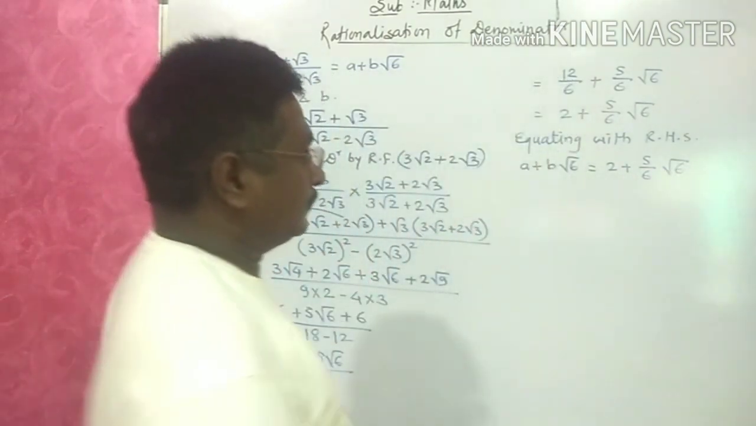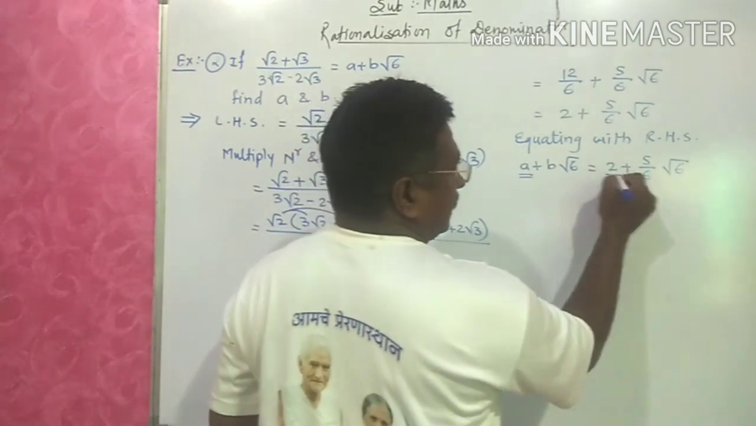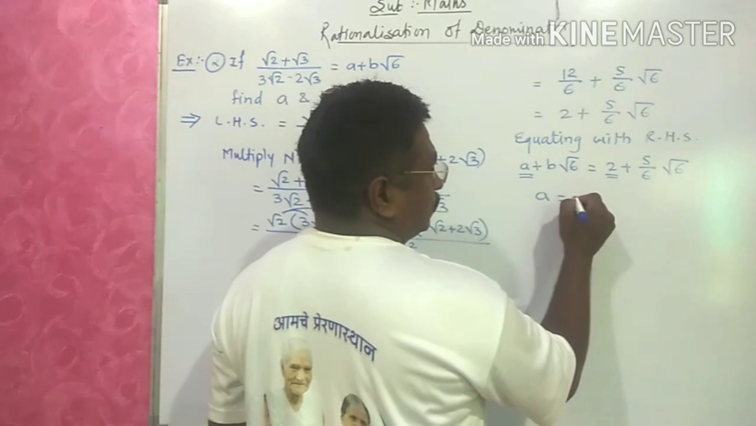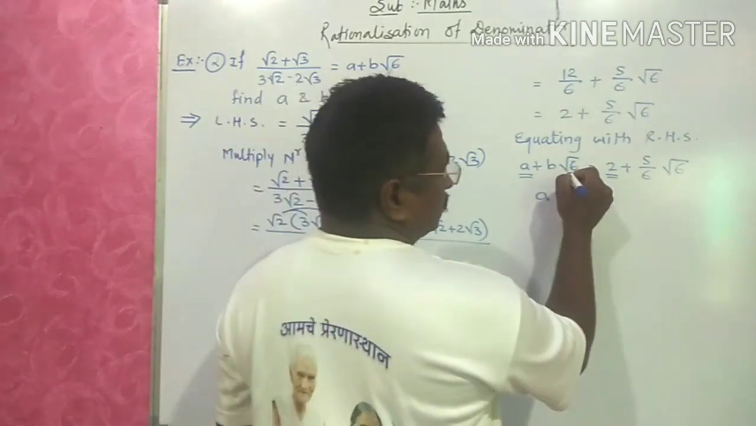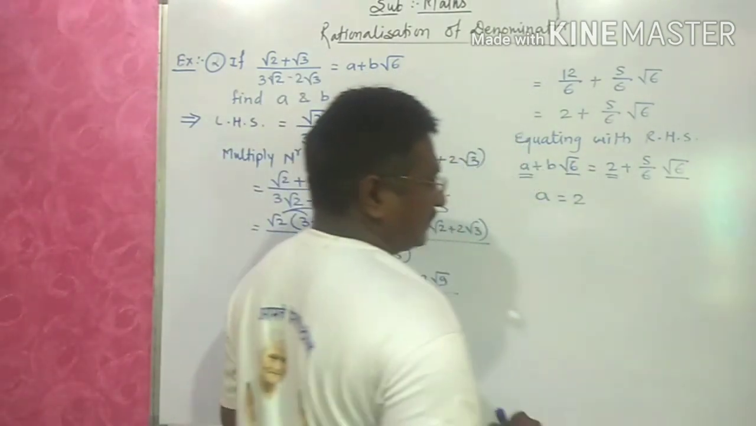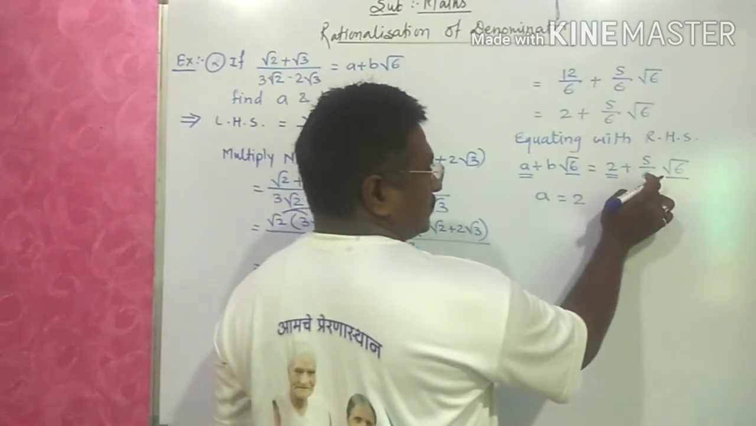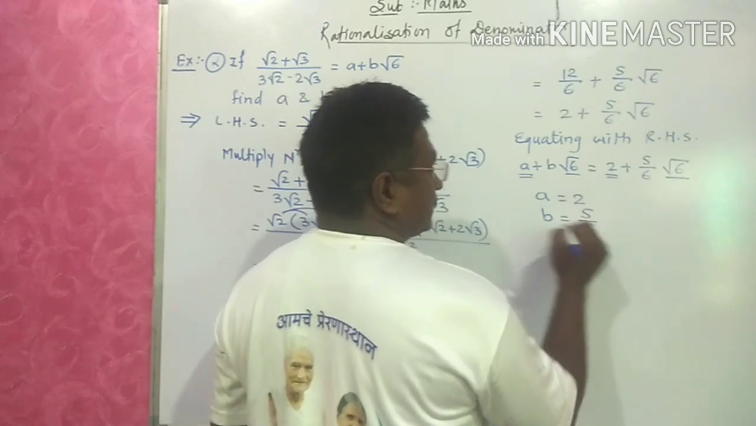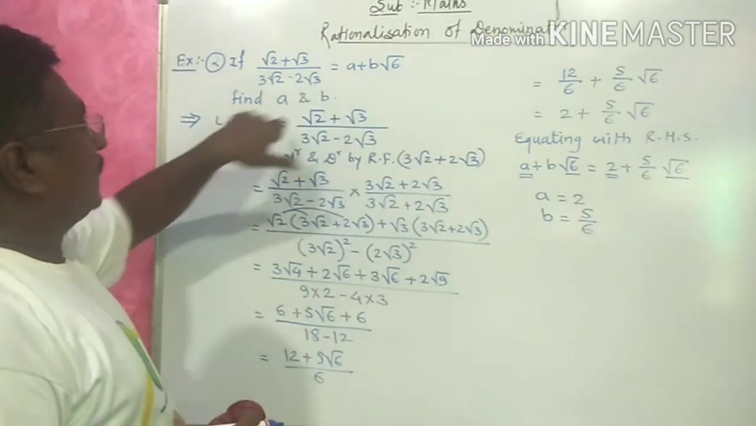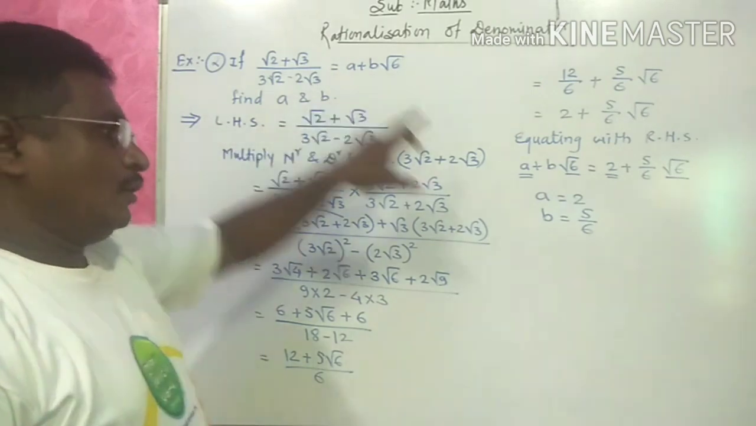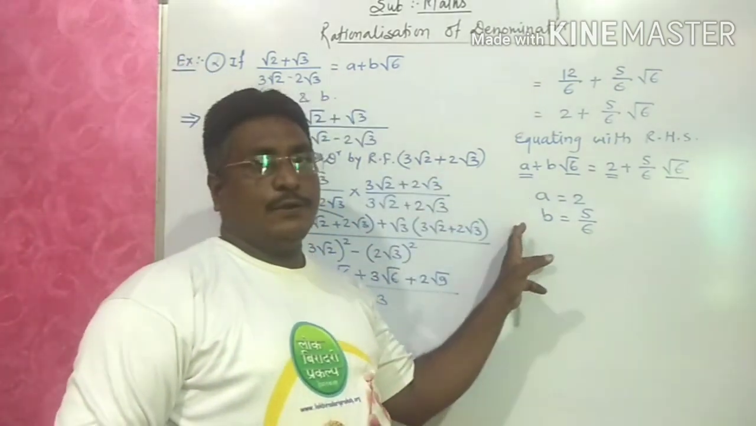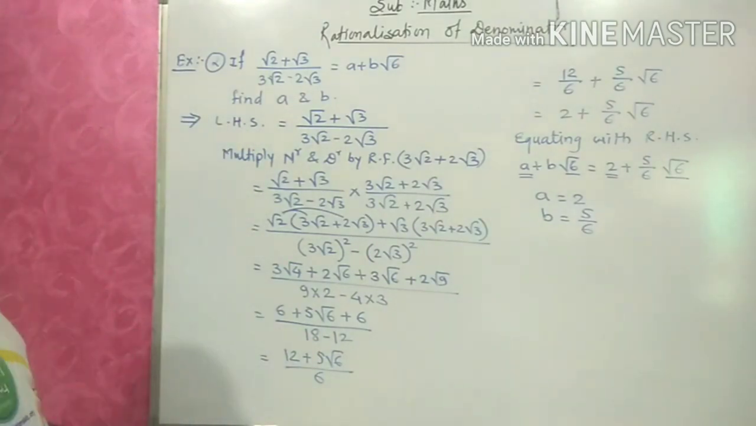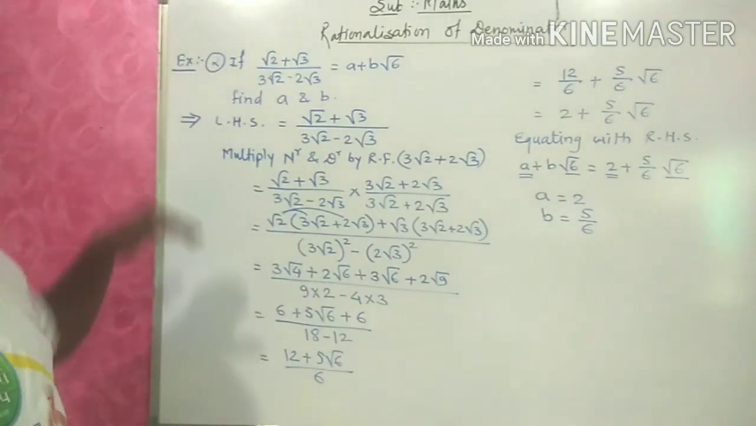Now see, here a is there, here 2 is there. So what is the value of a? a equals 2. Now here root 6 is there, here root 6 is there. So in place of b, which value is there? 5 by 6. So what is the value of b? 5 by 6. So what is the question? Find a and b. Got the value of a and b. So in this way we have to find the value of a and b. Hope you understand, students, these things.